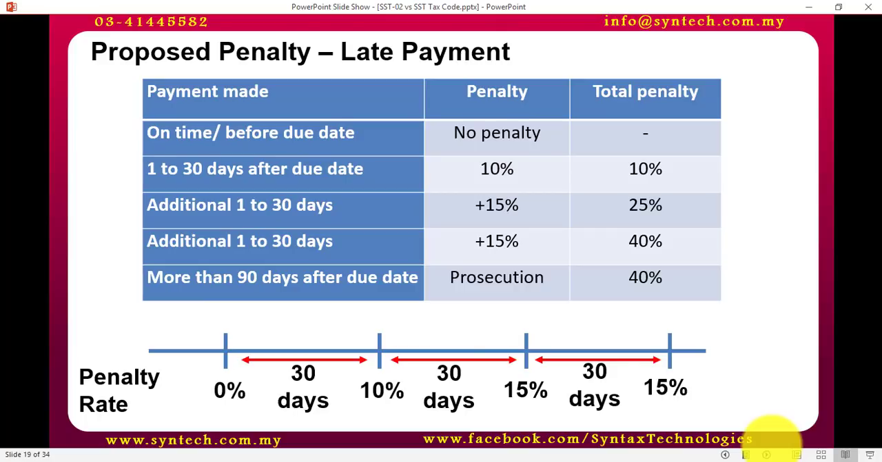So you need to know, let's say you're late for 15 days. What is your penalty? It's 10%. Okay, you're late for 40 days. What is the penalty? It's 10% plus 15%, so it's 25%. Then you're late for 80 days. So the penalty will be 40%. If you're more than 90 days, then you may face prosecutions. So understand how to calculate the percentage.